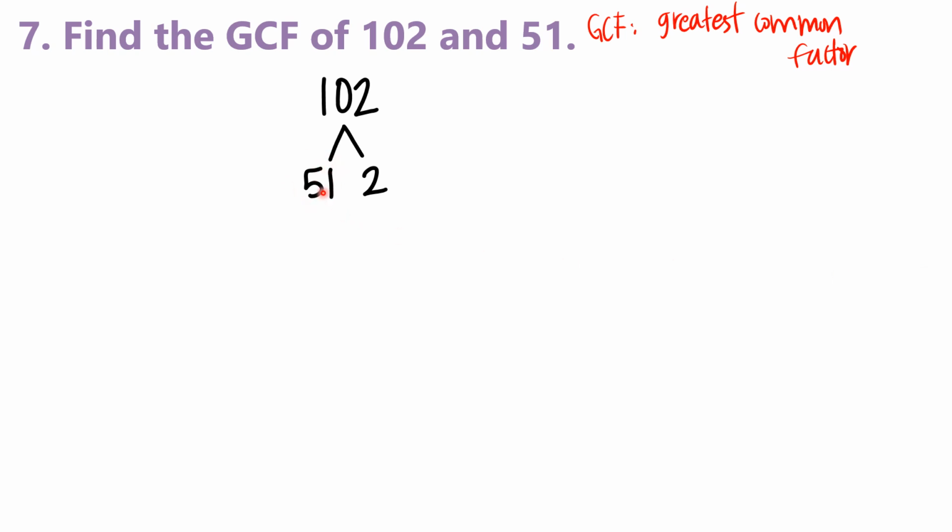Right, 51, does that have any factors or is it prime? It does have some factors. It's 17 times 3. There's a bunch of little rules for how you check for factors. To check if 3 is a factor, you add up the digits, and if that sum is divisible by 3, then the number itself is divisible by 3. So 5 plus 1 is 6. 6 is divisible by 3, so that tells you 51 is divisible by 3.